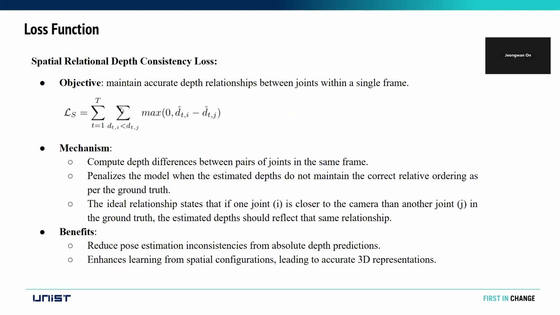As you can see here, it is the sum of the penalty between the estimated keypoint I and keypoint J according to the condition in the ground truth. So let's say in the ground truth that the depth of keypoint I is closer to the camera than keypoint J. In this case, if the estimated depth between I and J doesn't meet this condition, the penalty will happen. So with this mechanism, they can reduce the pose estimation inconsistency from the absolute depth reduction.